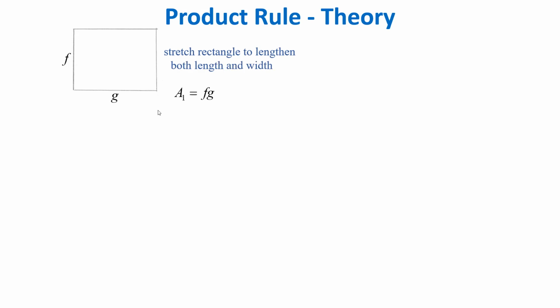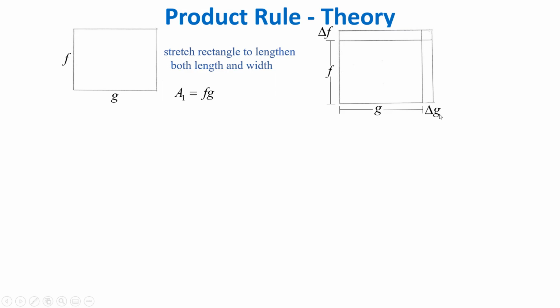The theory behind the product rule can be shown using a rectangle. Let's say this rectangle has length of f and width of g. Then the area of this rectangle, and for now I'm going to call it A sub 1, go with me on this, would be f times g. Now, if you took this rectangle and stretched it, let's say we lengthened both the length and the width, then the new resulting rectangle would look something like this. Now, here's the rectangle that we originally had, f times g, and then how much f changed and how much g changed, we could represent those as delta f for how much f changed, and delta g for the change in g.